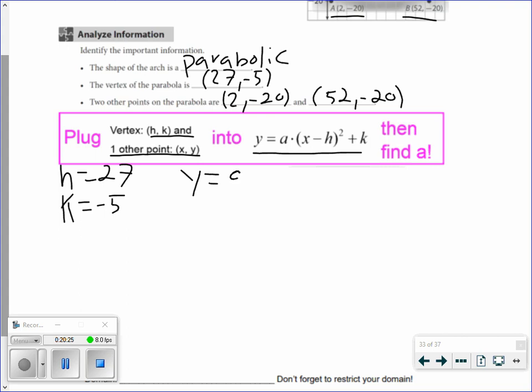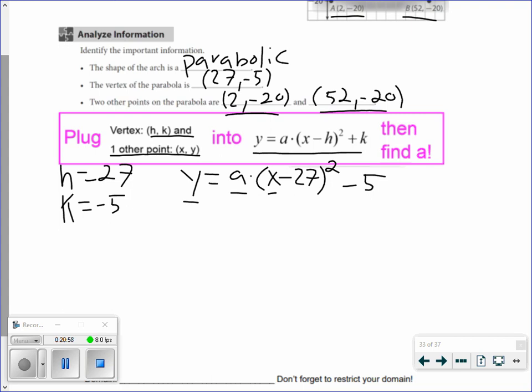So we know our h and k, so we'll plug that into our equation first. y equals a times (x minus our h of 27) all squared, plus our k of -5, which is just minus 5. We see here that we're still left with three variables, and to solve this equation we need to have only one. So we're going to plug in an x and y point. An x and y point can be any point that's on the graph, and the two we're given are (2, -20) and (52, -20). We can use either one of those to figure out our a value.